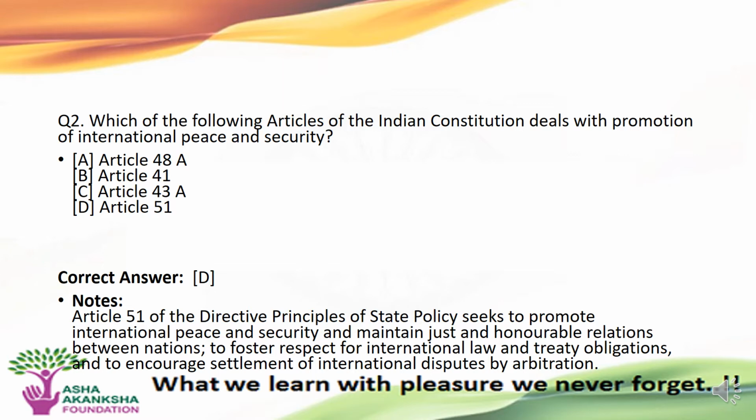Article 51 of the DPSP states that the state policy seeks to promote international peace and security and maintain just and honorable relations between nations, to foster respect for international law and treaty obligations, and to encourage settlement of the international disputes by arbitration.